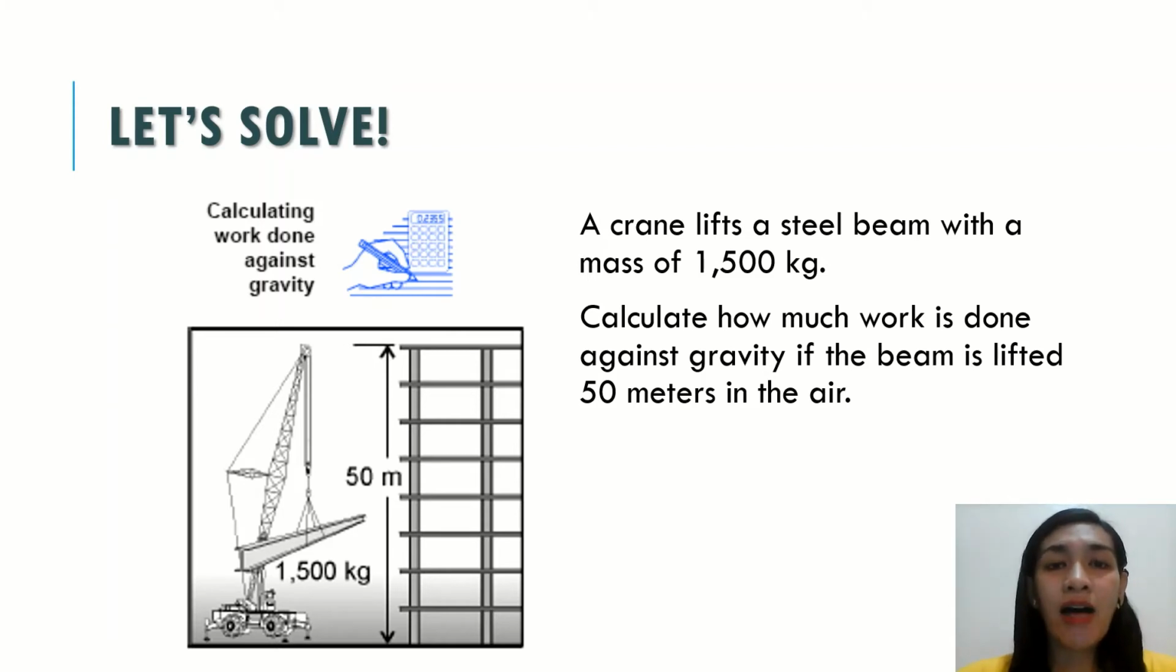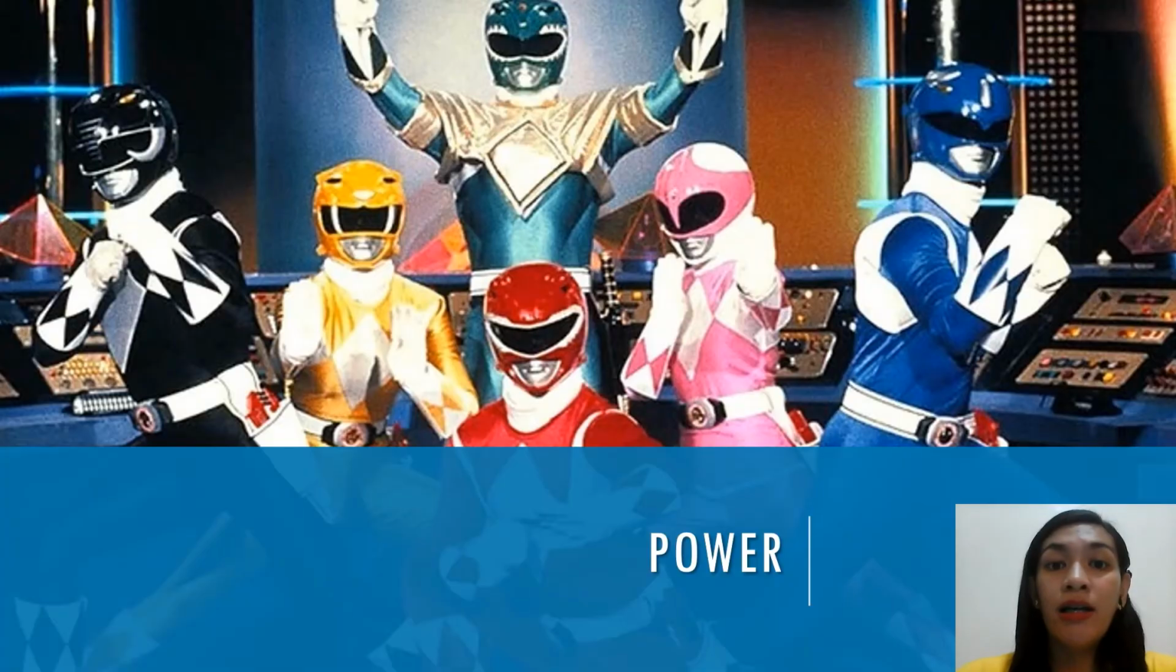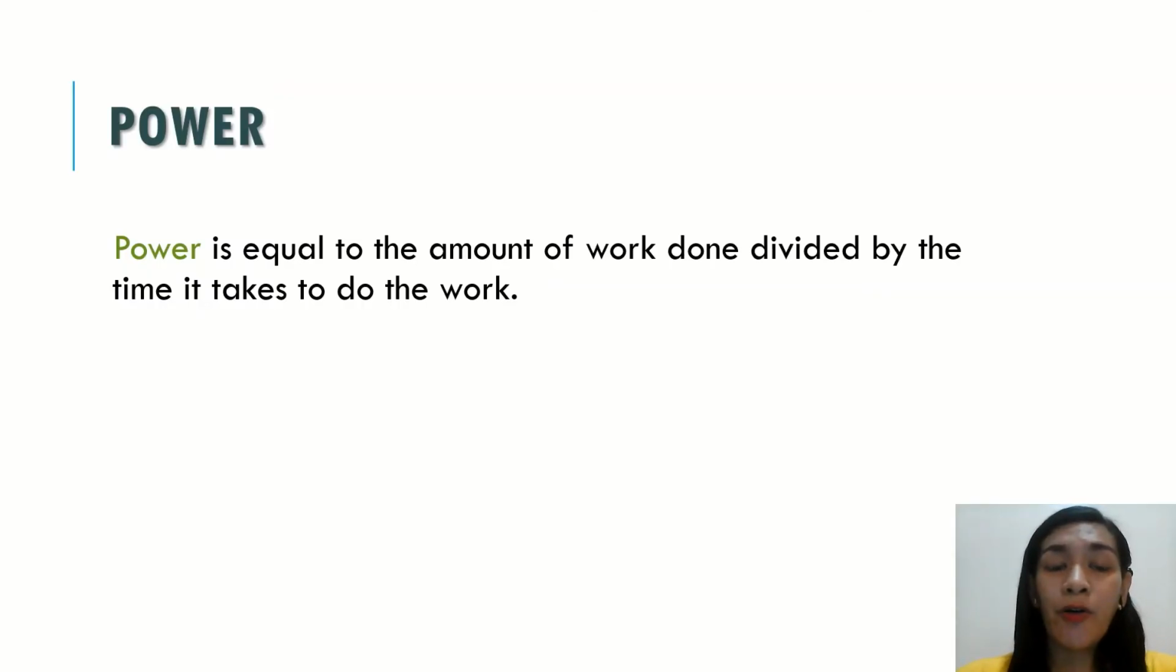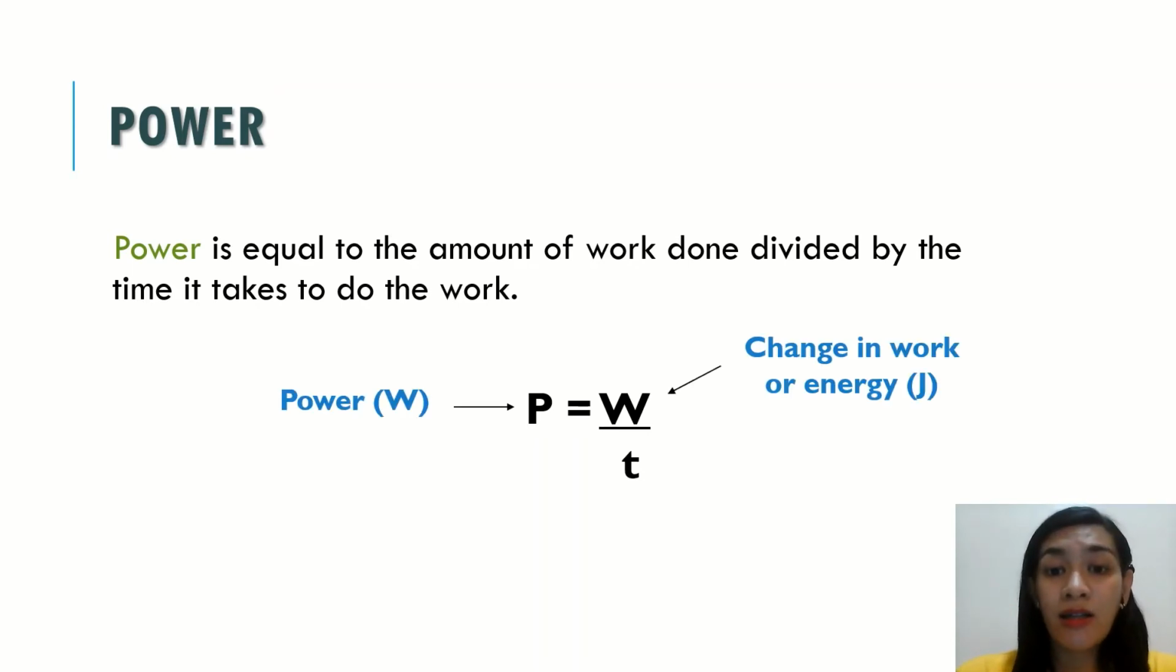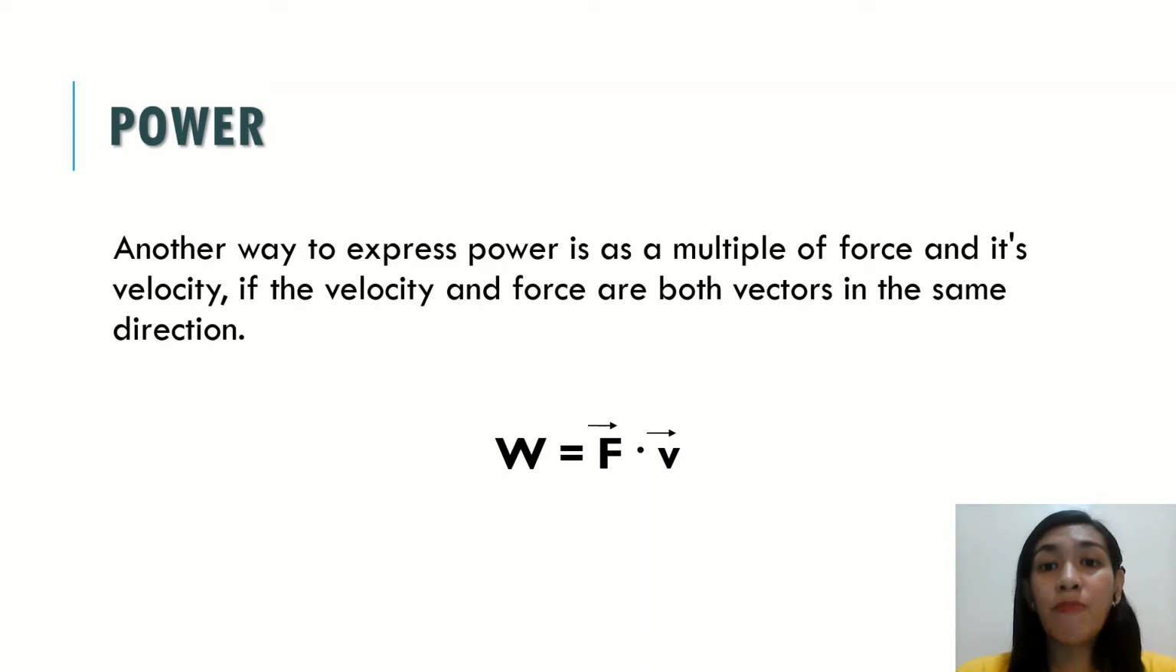So now let's have another concept related to work. Let's have power. What is power? Power is actually the rate of doing work, or it is the amount of work done divided by the time it takes to do work. Mathematically, we could express power as P is equal to W over t, or W divided by t, where power is expressed in watts. Your work or change in work or energy is expressed in joules, and your time or changes in time is expressed in seconds.